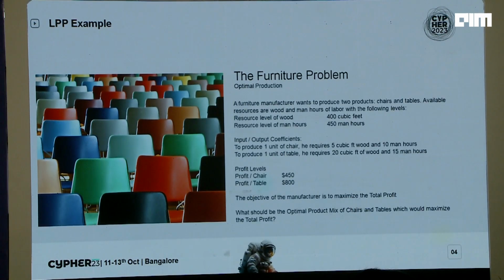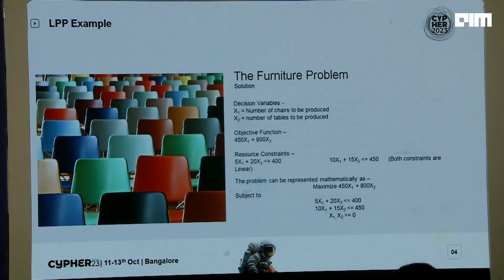The reason being that you will have to use 5 cubic feet of wood and 10 man hours for one chair, and you have 400 cubic feet of wood and 450 man hours. So you basically take 5 and 20. 5x1 plus 20x2 cannot exceed 400, and 10x1 plus 15x2 cannot exceed 450. That's what you have in the equations. So that is your resource constraint.